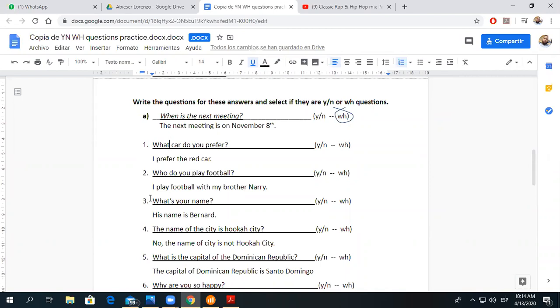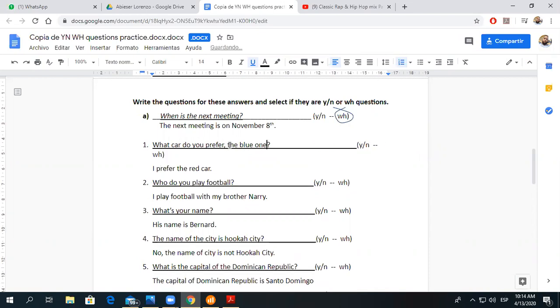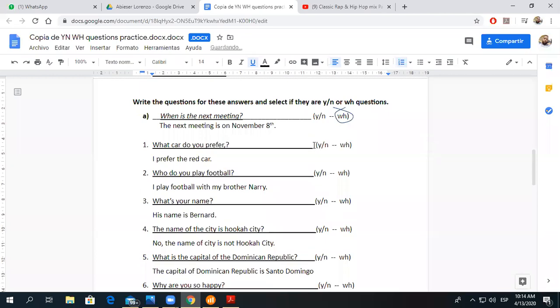Why not which? Well, we don't use which here because you don't have the options in here. If they say, for example, what car do you prefer, the blue one or the red one? There you have to say which, okay? Because you have the options. But since you don't have the options in the question, you have to say what car do you prefer? So you say, I prefer the red car, okay? So that's how you would do it.